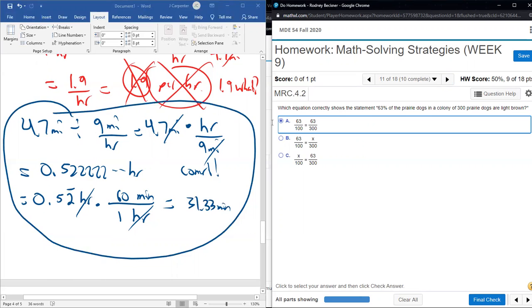Now, the 63% is the thing that's supposed to go with the 100, so 63 over 100, which makes B the obvious choice, but I also want to talk about why the X goes in top and the 300 bottom. The colony is 300, that's the whole, and it's always part over whole, so that 300 has to go in the bottom, and there we go.